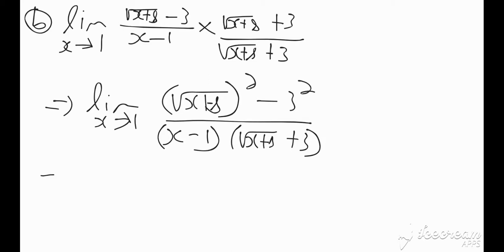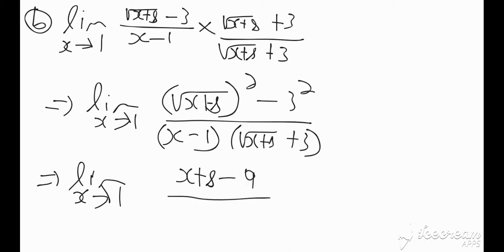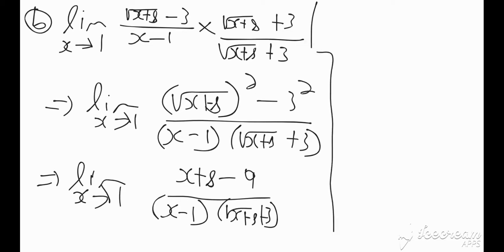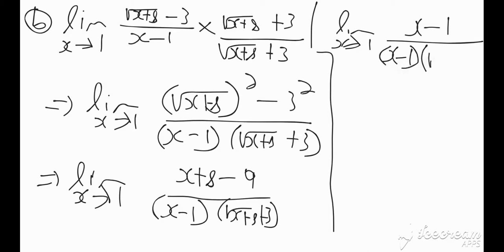Now in my numerator, when I square the root of x plus 8, I'm simply going to get x plus 8, and 3 squared is 9, so I'm going to have minus 9 all over x minus 1 times the root of x plus 8 plus 3. All right, let's continue. Now, simplifying the numerator is going to give me x minus 1 all over, which is what I want, x minus 1 multiplied by the root of x plus 8 plus 3.